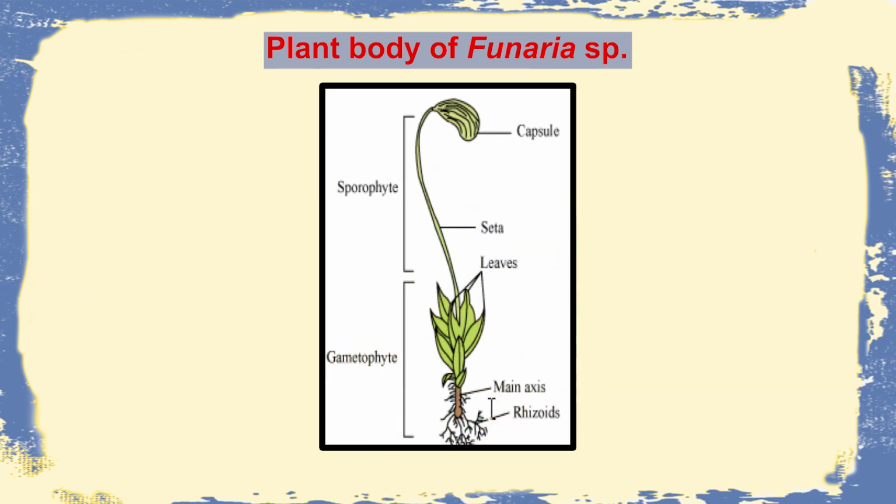Now the gametophyte, as we can see in this diagram, consists of certain root-like structures called rhizoids, which help in anchorage and absorption, and there is also a main axis followed by the leaves. The sporophytic region consists of two parts, that is the seta and the capsule. The seta is the elongated portion which usually connects the gametophyte with the sporophyte, and at the topmost portion there is the capsule, which is usually ovoid to oblong in structure.